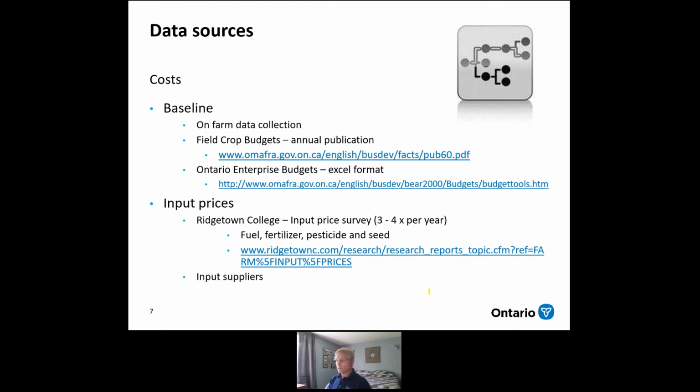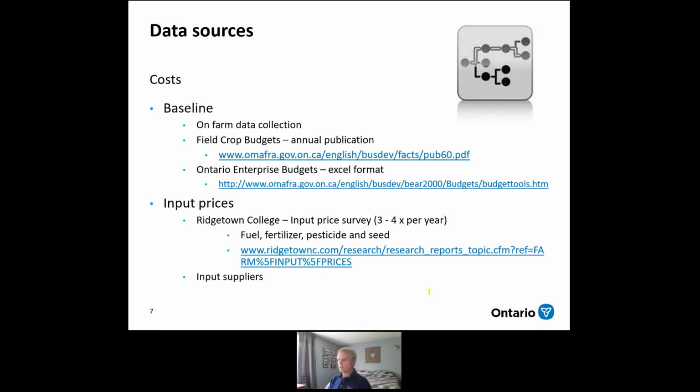Ridgetown College has an input price survey that they've been doing for many years, and they survey 3 to 4 times a year for the main direct inputs for field crops. So we've got fuel, fertilizer, pesticide, and seed as the 4 main areas. It's a selection of those, so it's not an exhaustive list, but it is a beginning source where you can have a look and see whether the products or the fertilizer you're using are listed in there. So you've got a current price on those to apply.